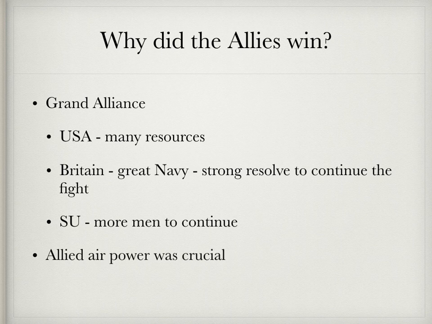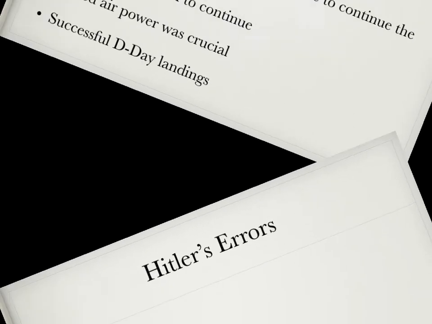Ultimately the three of them allying together to create this Grand Alliance creates a lot of success for this war for the Allies. Allied air power was crucial for success in Europe. To have air superiority in Europe was crucial for its success, and was really crucial for the successful D-Day landings. Once the Allies got a foothold back into Europe, the whole tone of the war changed. So 3 main reasons there of why the Allies won: the creation of the Grand Alliance, having Allied air superiority, and the successful D-Day landings.